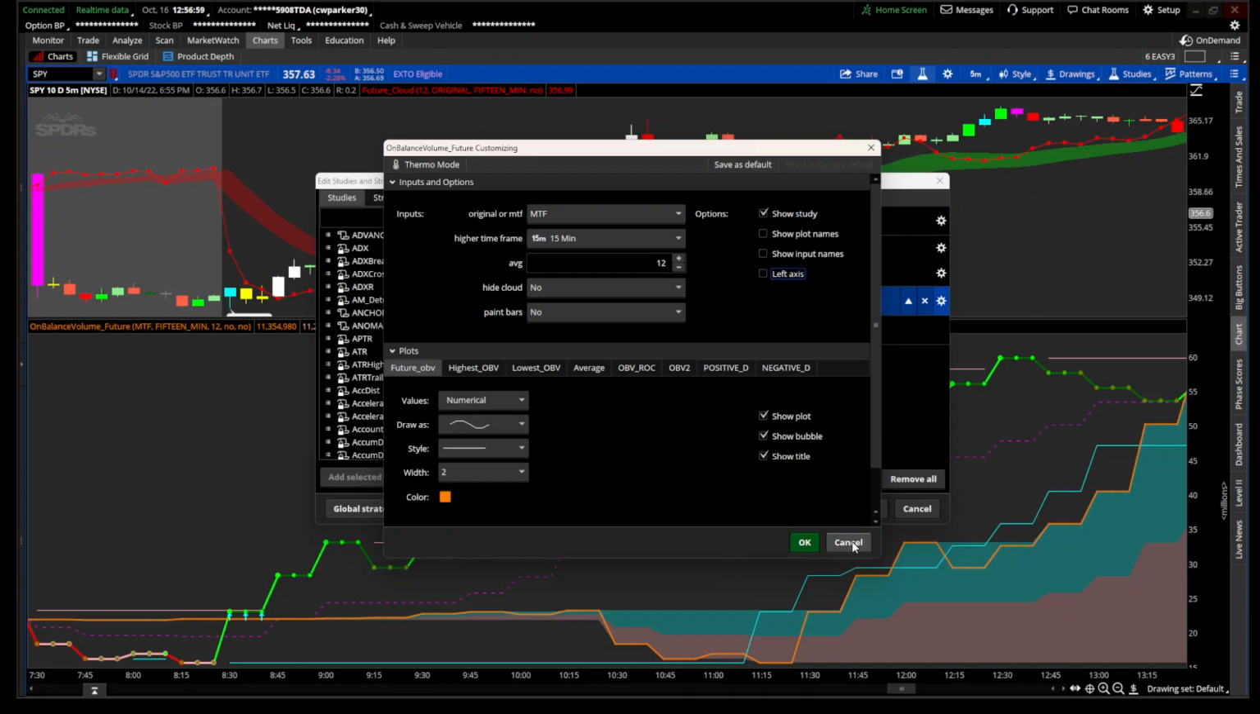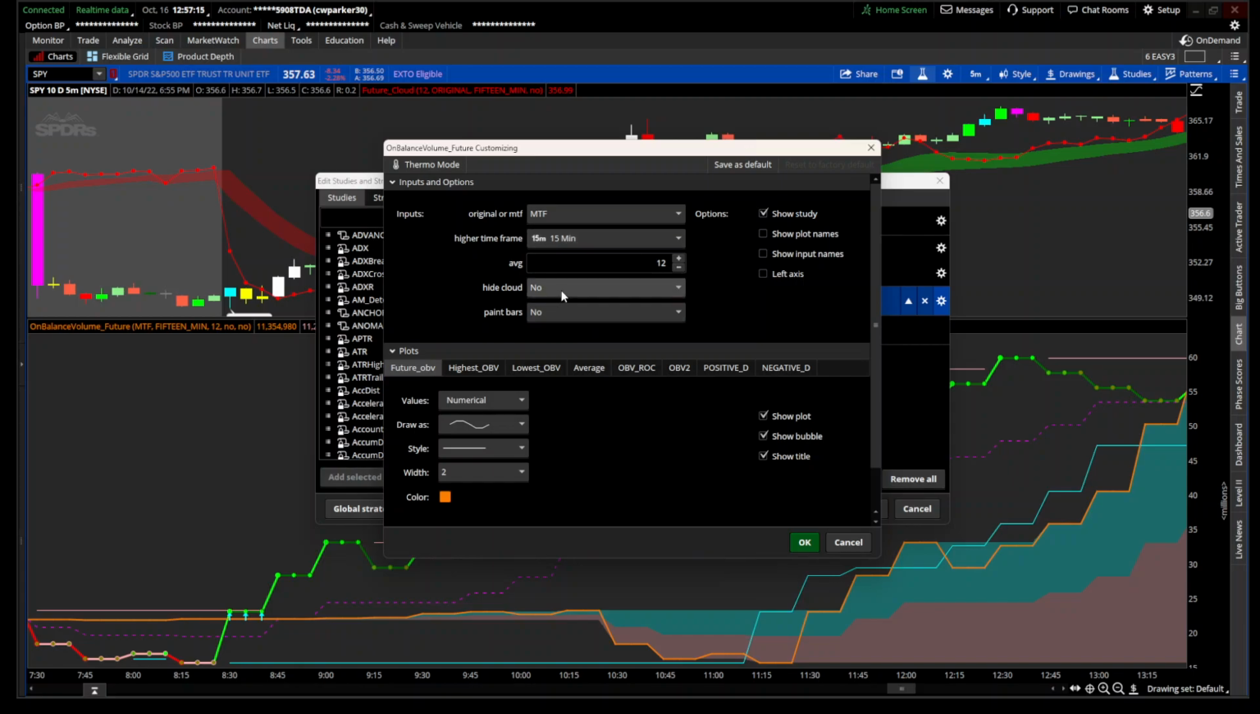Oops. Let me just cancel that. I don't want to mess anything up. But for the most part, that's how this works. And you're going to use this as a momentum oscillator or a momentum indicator because, like I said, it uses price and volume. You can actually paint the bars.